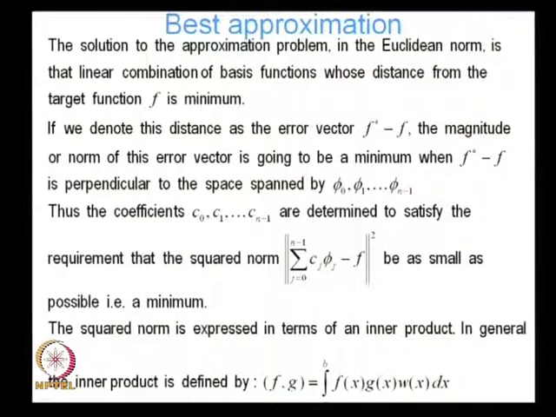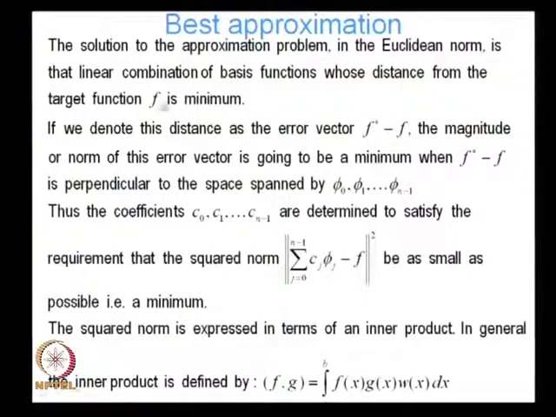The solution to the approximation problem in the Euclidean norm is that linear combination of basis functions whose distance from the target function f is minimum. So, you can imagine, I have these basis functions, I construct a function by taking a linear combination of those basis functions, and that function is going to be the best possible approximation if its distance from the known function f is minimum. And what do I mean by distance? I mean distance in the sense of a Euclidean distance, and we are going to talk about that in more detail.